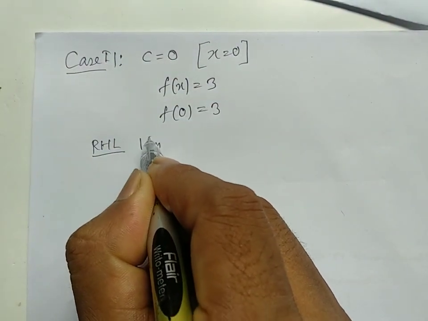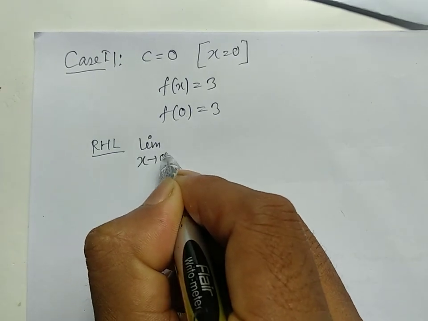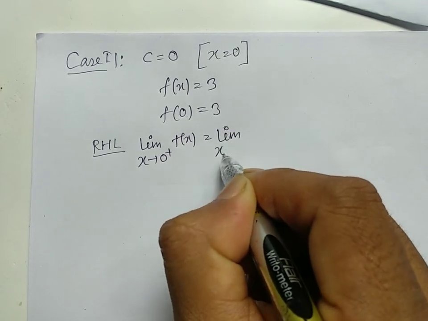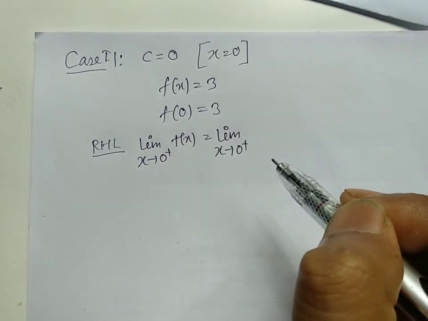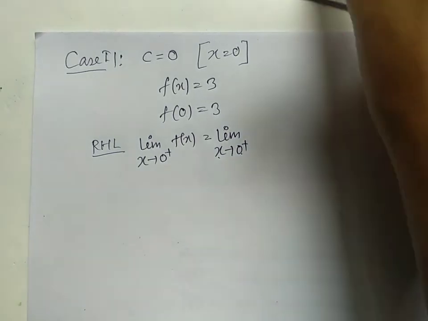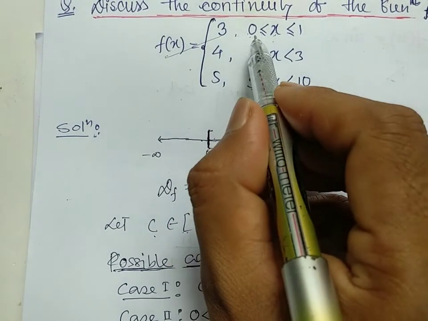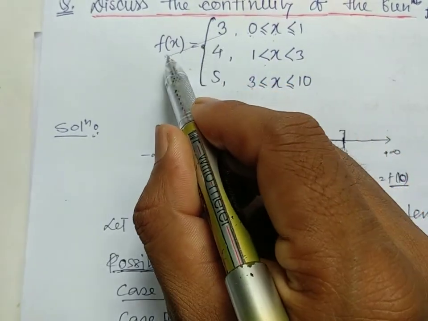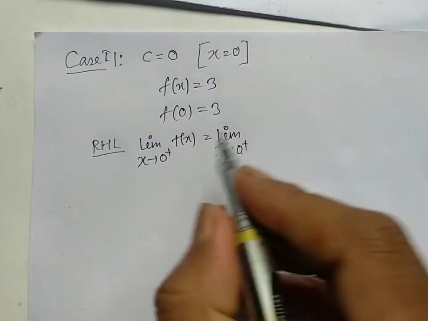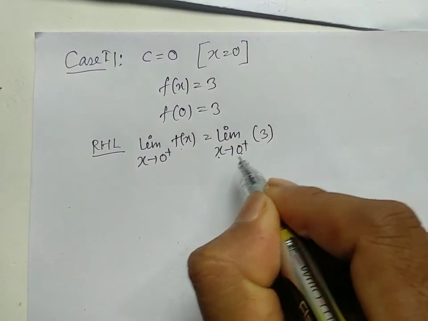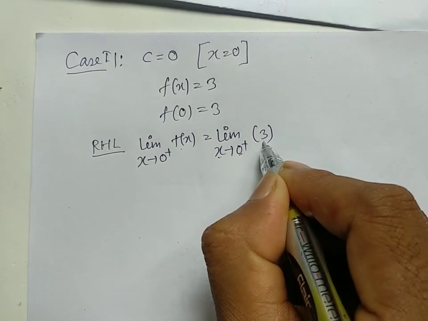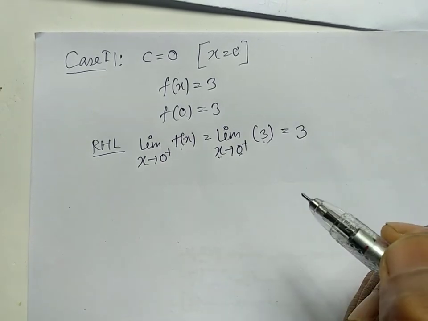So limit x tends to 0 plus f of x, correct? So limit x tends to 0 plus, for x greater than 0, from the question, for x greater than 0, what is the functional value? In place of f of x, we can easily write down 3. Now, in place of x, what do you have to put? 0. Is there any x left? No. That's why the answer will be exactly equal to 3.